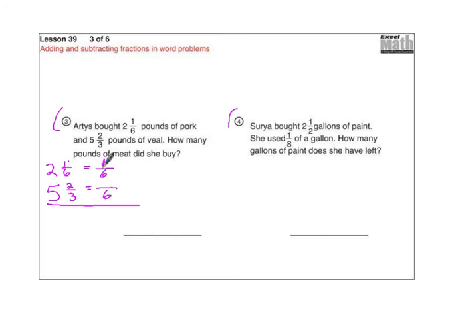1/6 is equal to 1/6. There's really nothing to do on that because it's the exact same thing. 3 going into 6, 3 times 2. 2 times 2 is 4.